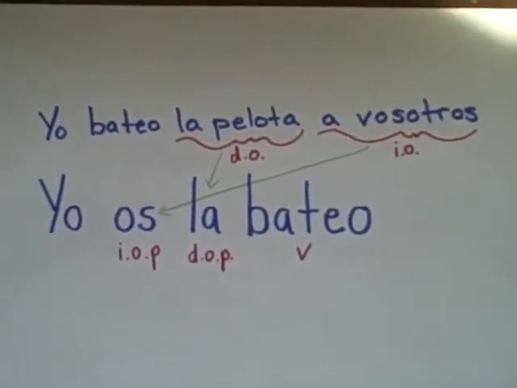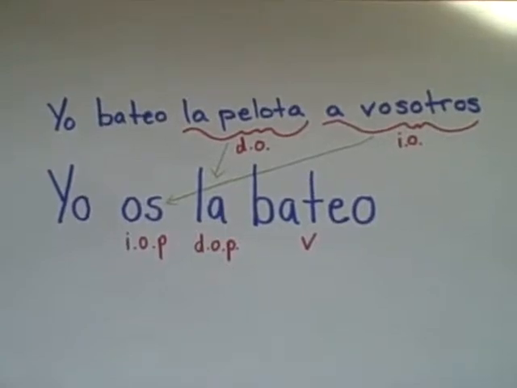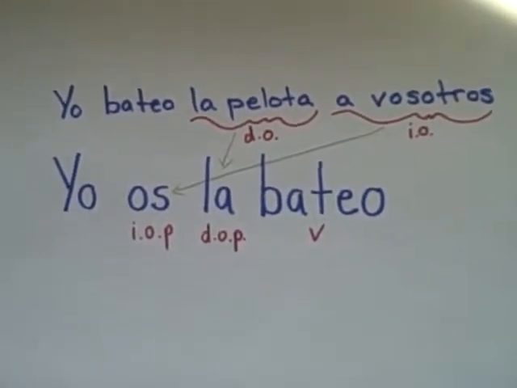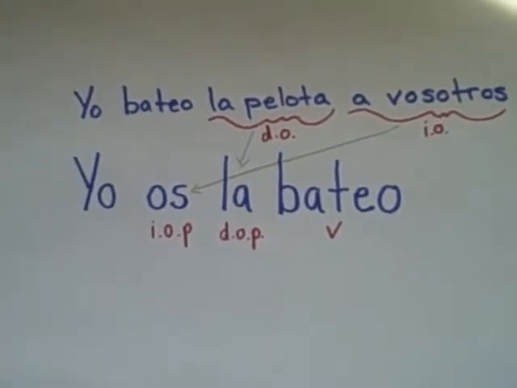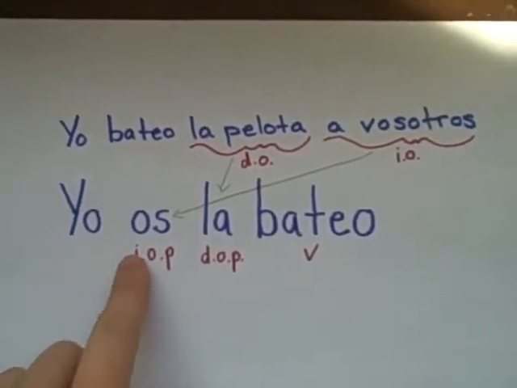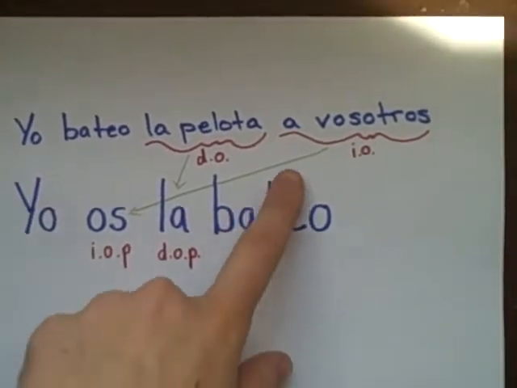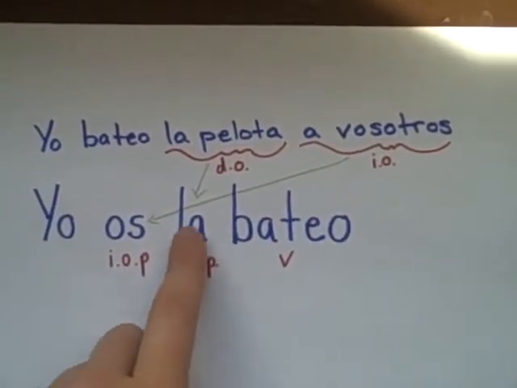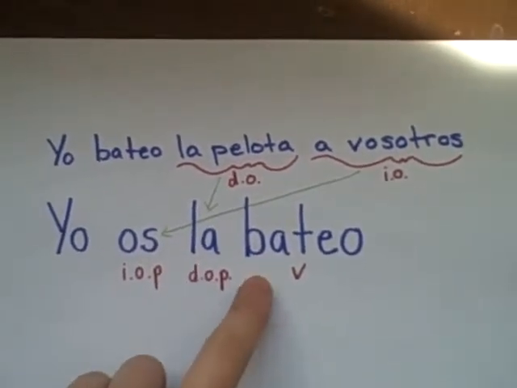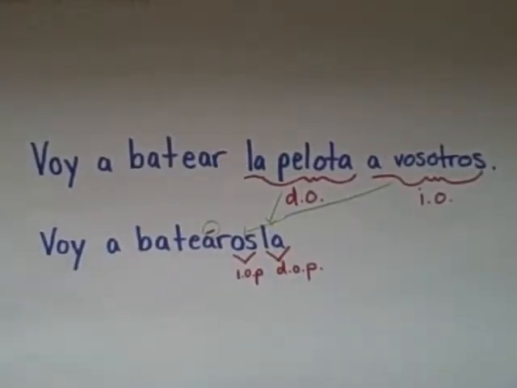Yo bateo la pelota a vosotros. El objeto directo es la pelota. El objeto indirecto es a vosotros. Ahora vamos a usar un pronombre. Yo os, a vosotros, la pelota, bateo. Yo os la bateo.